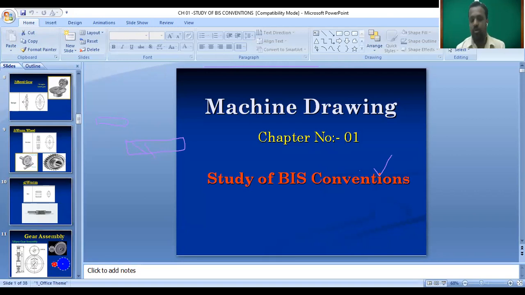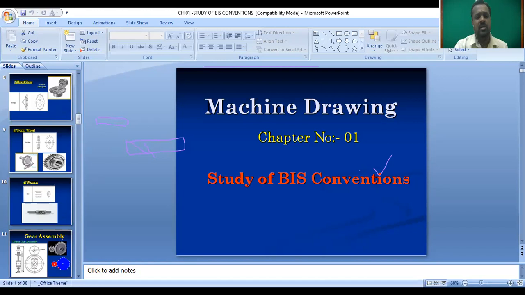Here we require a good grip, or there may be chances of slippage. To avoid that slippage we provide the grip on the machine component. Knurling is nothing but the structure we provide on the surface of the machine component to avoid slipping and to achieve a good grip. This is called knurling.